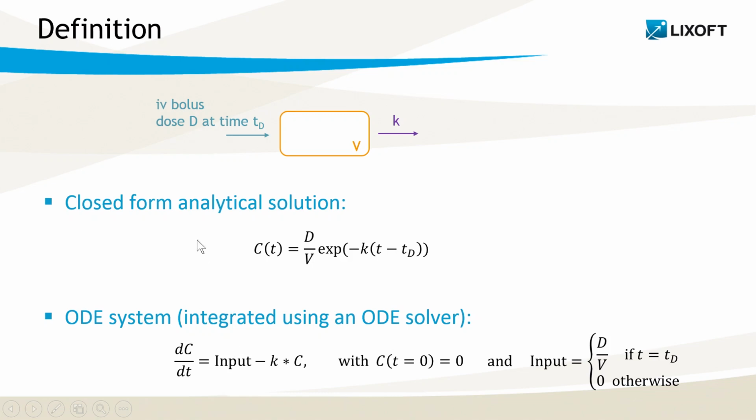One usually prefers the analytical solution, but sometimes we have to use the ODE because the analytical solution does not exist. This is the case when we have a nonlinear Michaelis-Menten elimination, for instance. On the contrary, the typical PK models with linear elimination and zero or first order absorption have an analytical solution.